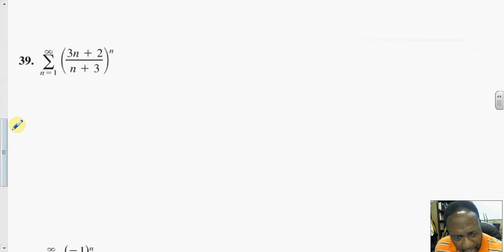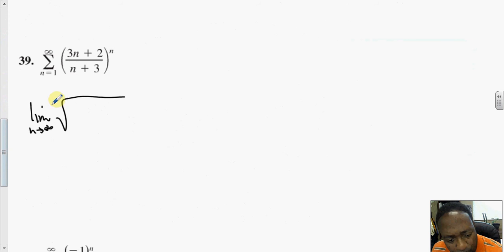What about this one? When you have terms like this, basically what they're asking is, when do you know to use the root test? Well, if you have a series and the power is the nth power, then use the nth root test. This is the limit as n goes to infinity of the nth root of the absolute value of 3n plus 2 over n plus 3.